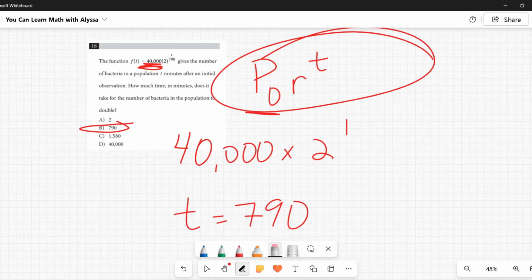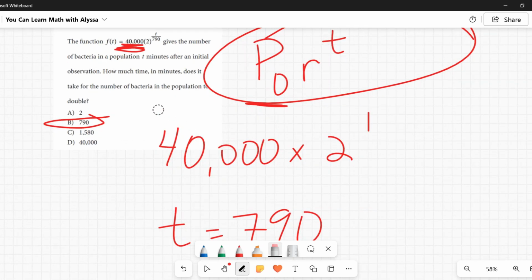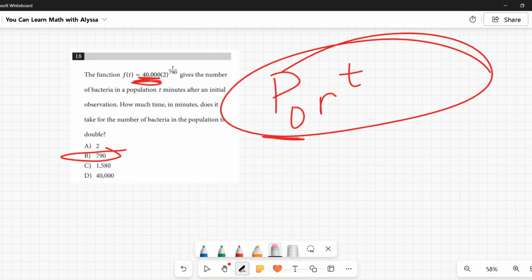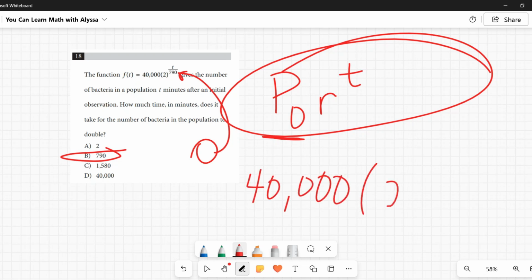If you don't remember this little formula, and you were to look at this and go, which of these is the population? The shorthand way to remember which one is the initial population is that the initial population is what is present when it's 0 minutes after it started. No growth has happened. 0 minutes have passed. So if you plug in a 0 for time and do this math, 40,000 times 2 to the power of 0 over 790. 0 divided by 790 is just 0.